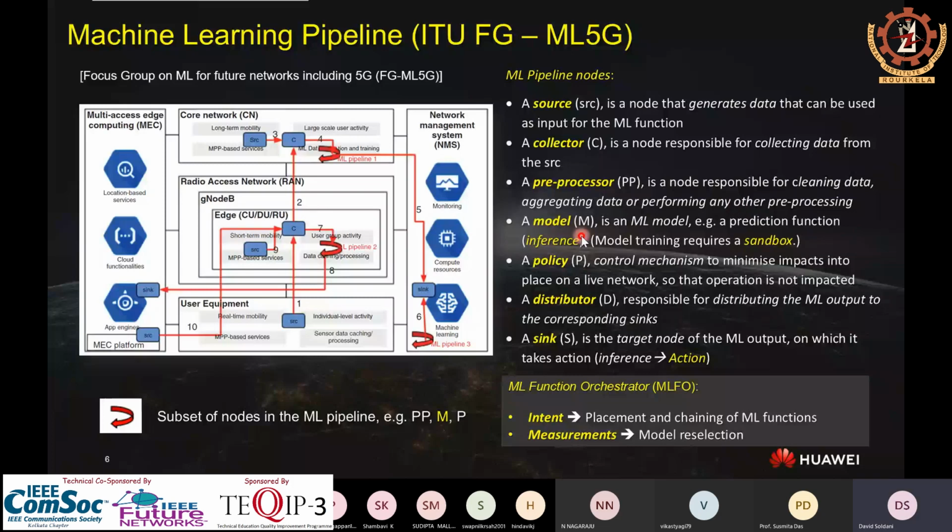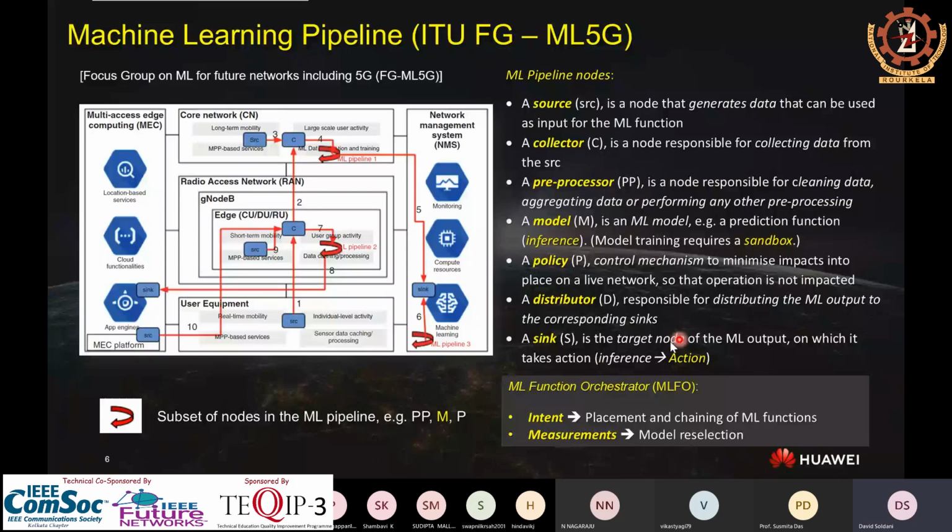And before doing that, you need to have a policy or some control mechanisms, like shown in here, that is responsible to verify the potential impact you may have on a live network. And this is necessary, because if the algorithm does not perform well, you cannot provision it into the infrastructure. And then we have a distributor, which is responsible for distributing the corresponding model or actions, depending on how the system is implemented, and the sink where that particular action is taken.